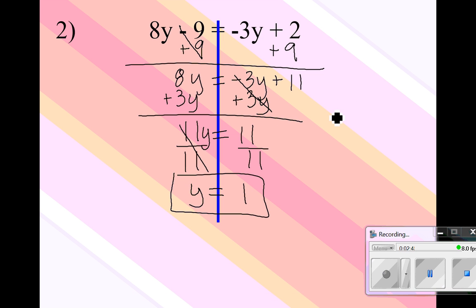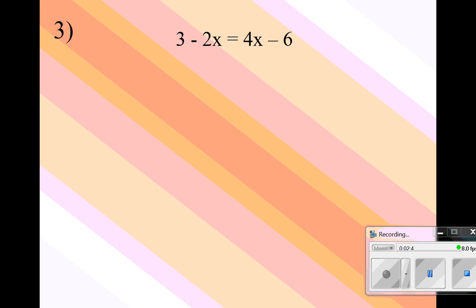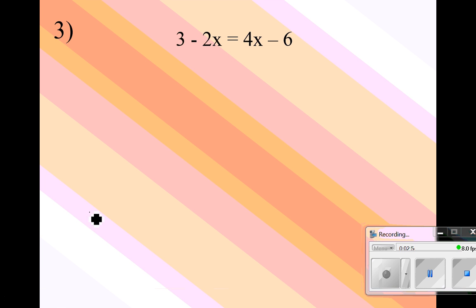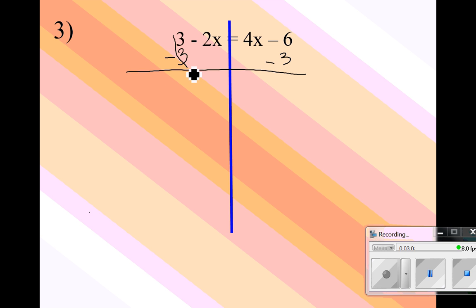Here is example 3. 3 minus 2x equals 4x minus 6. First, we will draw our line, and then I'm going to subtract 3 from both sides, always starting with the first side. Bring down the negative 2x. 4x, you make a t-chart. That would give you 9, negative 9.